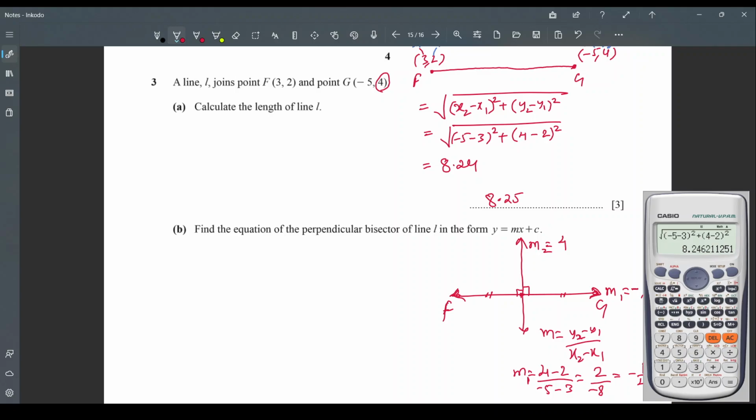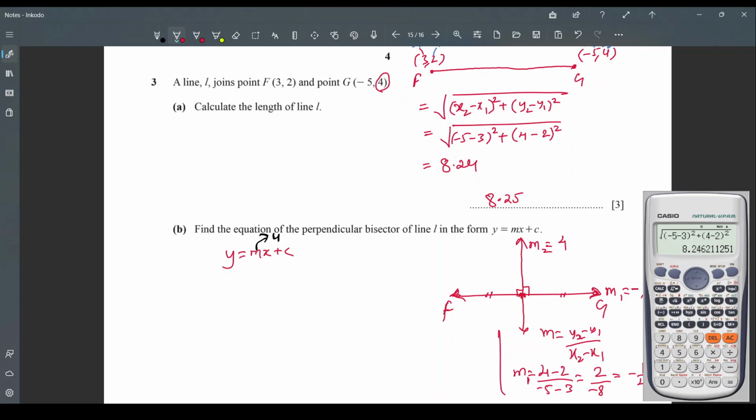We know the equation of a line is y equals mx plus c, where m we got as 4, and let's find c so that we can find everything. Before finding c, we have to find the midpoint of this one. So what is the midpoint? We will be using the midpoint formula.